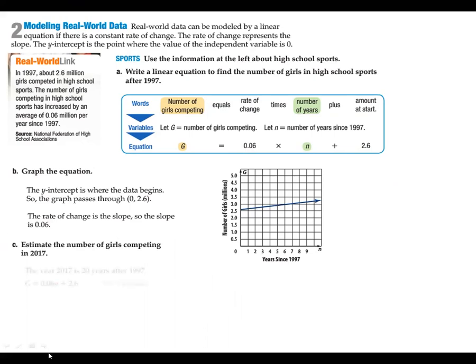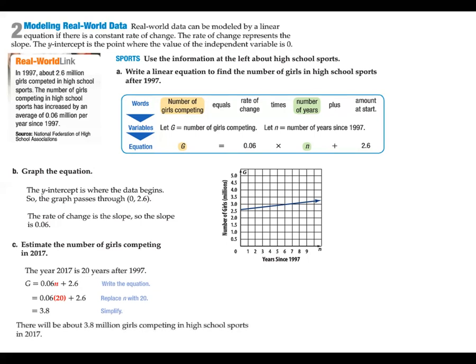Estimate the number of girls competing in 2017. Be careful with this one. For the year 2017, you wouldn't plug in 2017, and you wouldn't plug in 17. You have to plug in how many years after the starting point it is. If we started in 97 and we're talking about 2017, that's 20 years later. So take your equation, plug in 20, and simplify, you get 3.8.